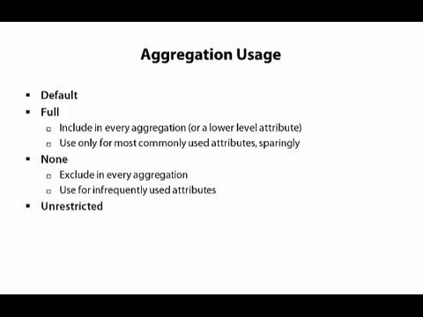The last option is unrestricted. Essentially, this puts no constraints on the attribute. It may or may not be used to create an aggregation. It makes sense to use this setting if an attribute is commonly used or you know that a particular hierarchy is having query performance issues.